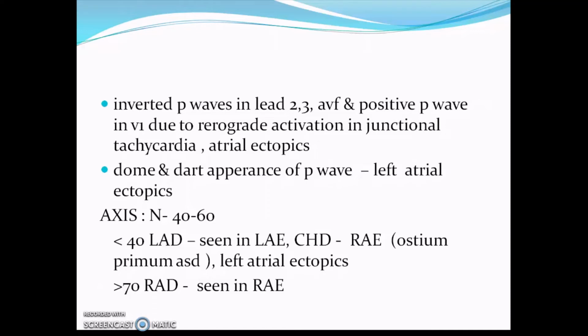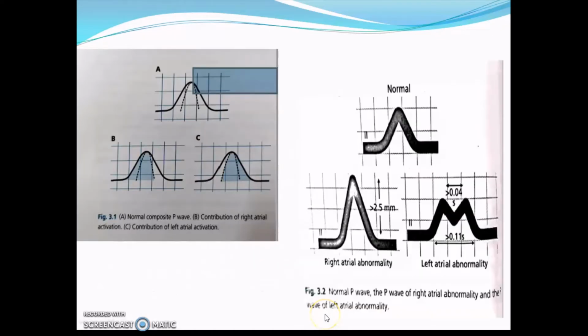Similar to the axis we measure in QRS, we can measure it in the P wave also. Normally it is 40 to 60 degrees. Less than 40 degrees is called left axis deviation. It is seen in left atrial enlargement, left atrial ectopics. But you can see it in congenital heart disease when there is a right atrial enlargement also, especially in ostium primum ASD, where there will be right atrial enlargement but a left axis deviation. Whereas more than 70 degrees is called right axis deviation. It is seen in right atrial enlargement.